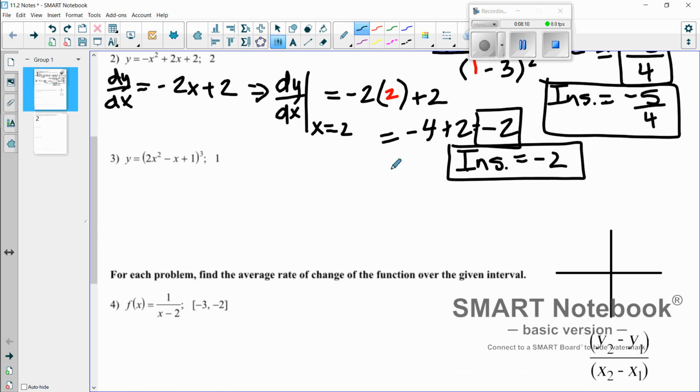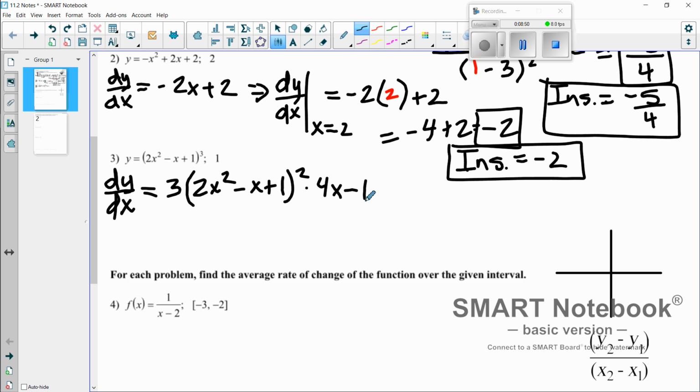So let's go to 3. And it looks like we're dealing with y again. So we're going to be writing dy dx again. Well, let's do that. And it looks like we're using the chain rule. Okay, so flash back to the chain rule. We're going to be using it here. Hopefully it's imprinted in your brain, because it's a great rule to use. And so let's apply the derivative here. It's going to be 3 times 2x squared minus x plus 1 to the second power times the derivative of the inside of the parentheses, right? So 4x minus 1, okay?